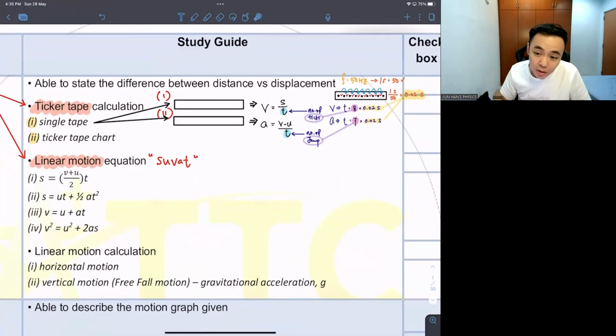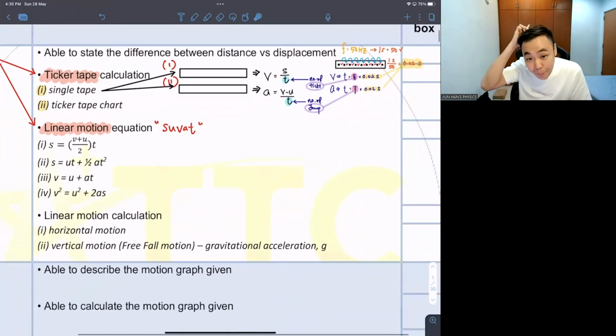Calculate velocity, calculate acceleration. Let's say you have a tortoise. You want to know how fast your tortoise is moving. You put a ticker tape on the back, and then ask the tortoise to move. So when the tortoise moves, it pulls the tape and they start marking. So from there, you can calculate and get the answer. You got it? So far? Can. All right.